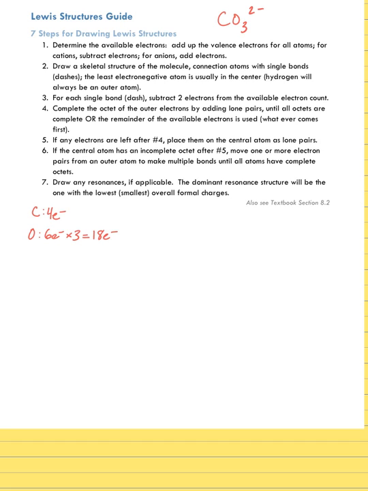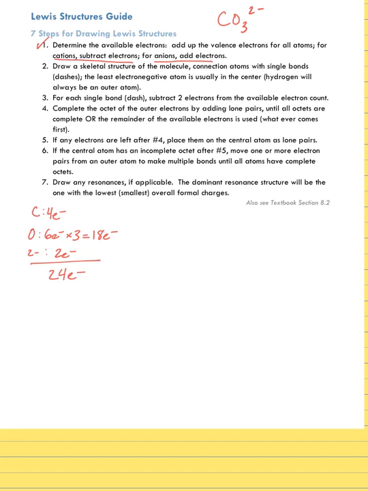And then because this is a polyatomic ion, it's charged, we're going to add electrons to account for that 2 minus charge. So that's going to give us 2 extra electrons. If this was a polyatomic cation, we would subtract the electrons. Because it's an anion, we added the electrons. So now our electron bowl is going to contain 24 electrons. And we have completed step 1.